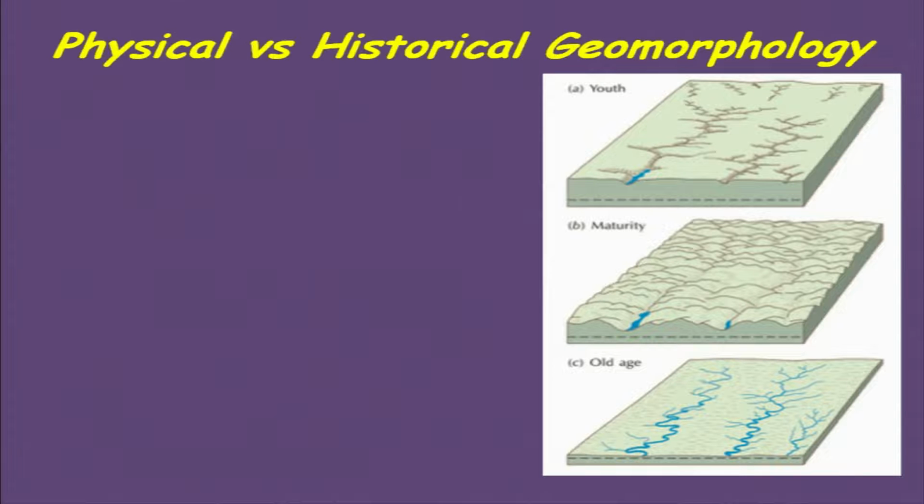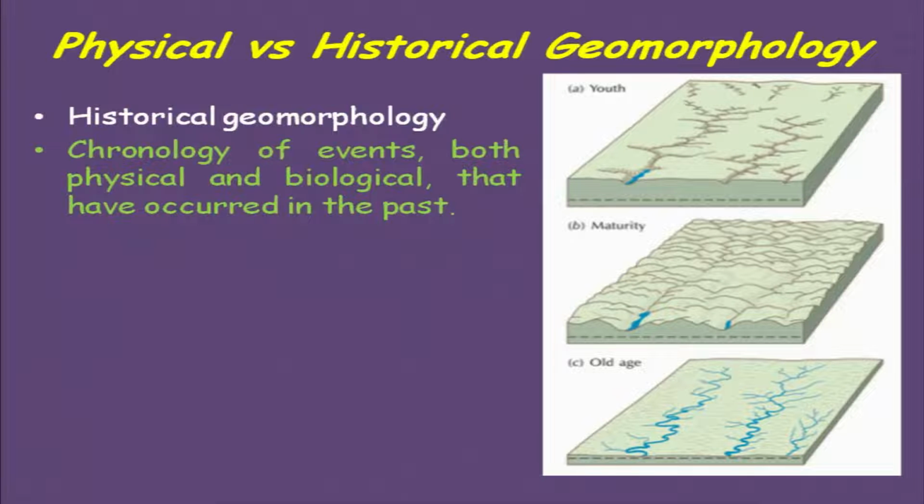Now, this is an example of physical and historical geomorphology. Historical geomorphology mainly is the chronology of events, both physical and biological, that have occurred in the past. The figure on the right hand side shows the evolution of the drainage over time, where it shows youth, maturity and old age drainage. So, this is the chronology, the time scale of how the drainage evolved over time.